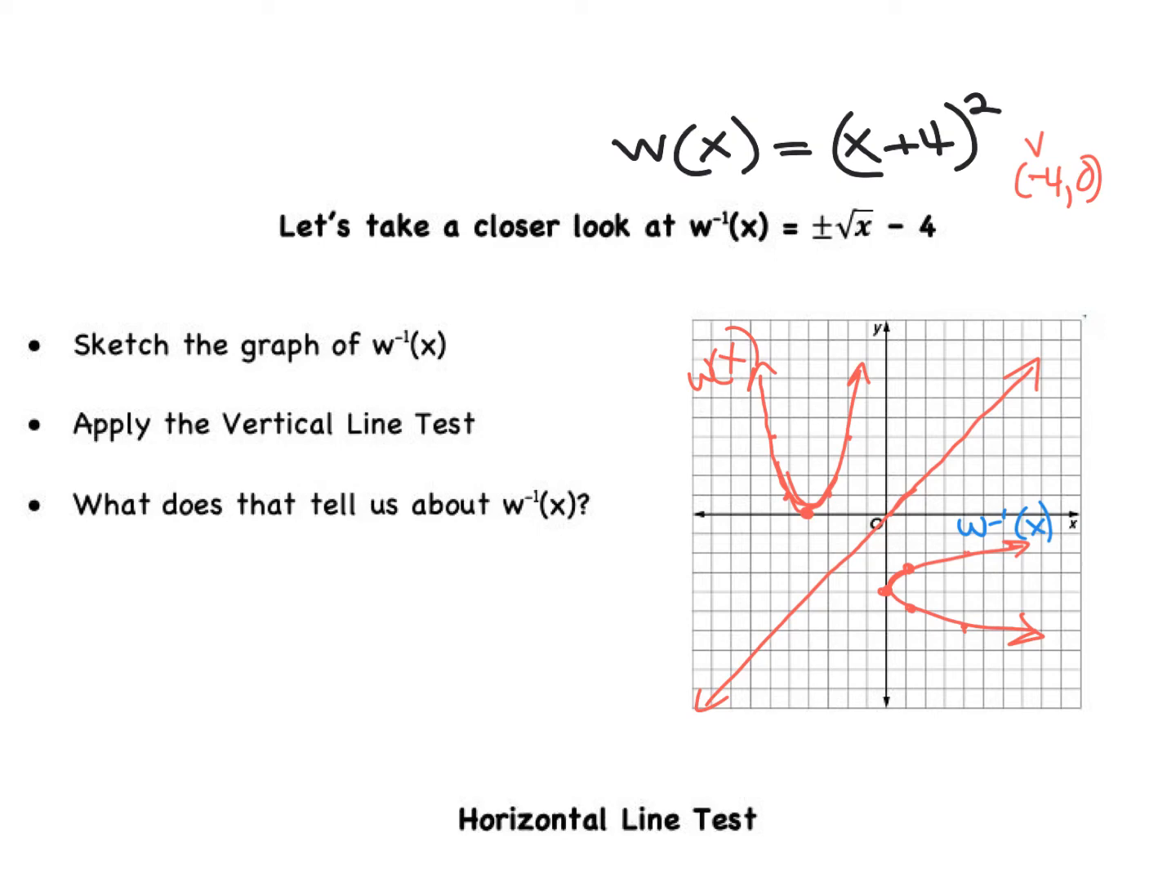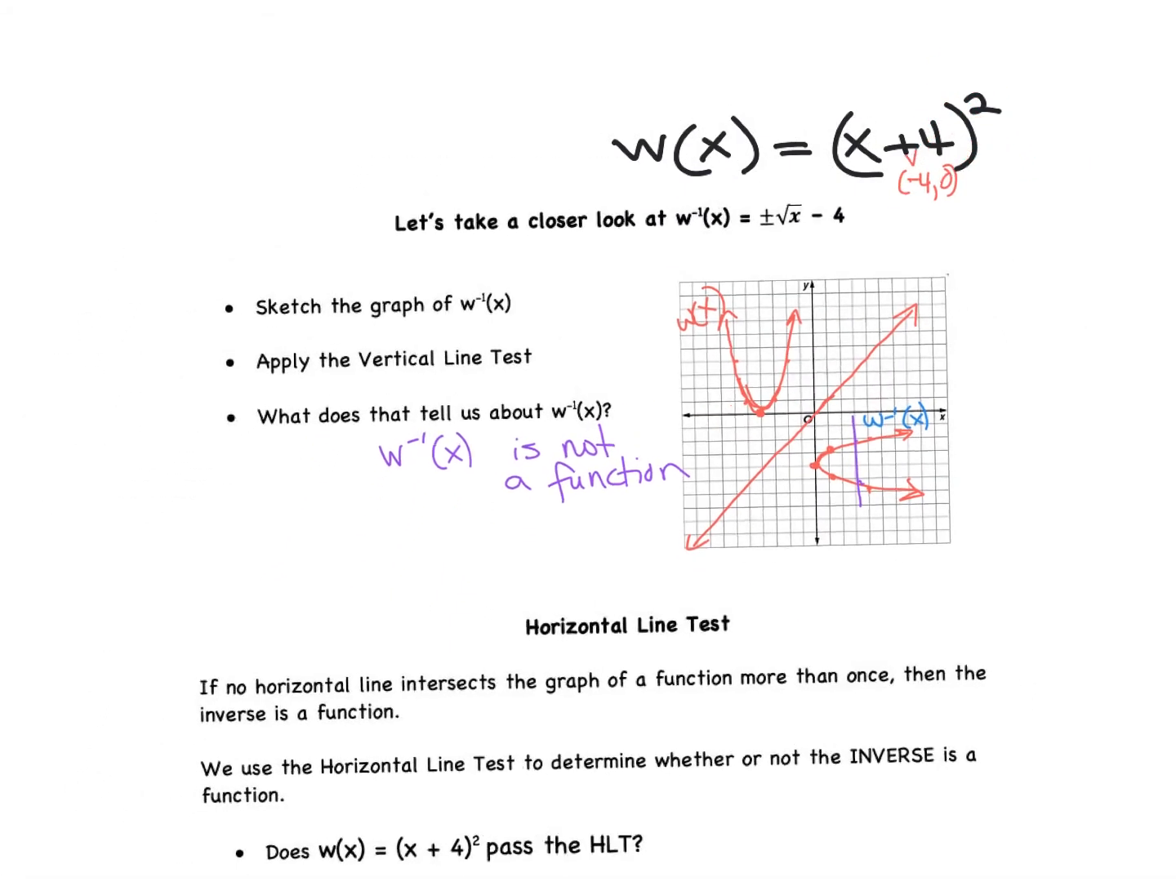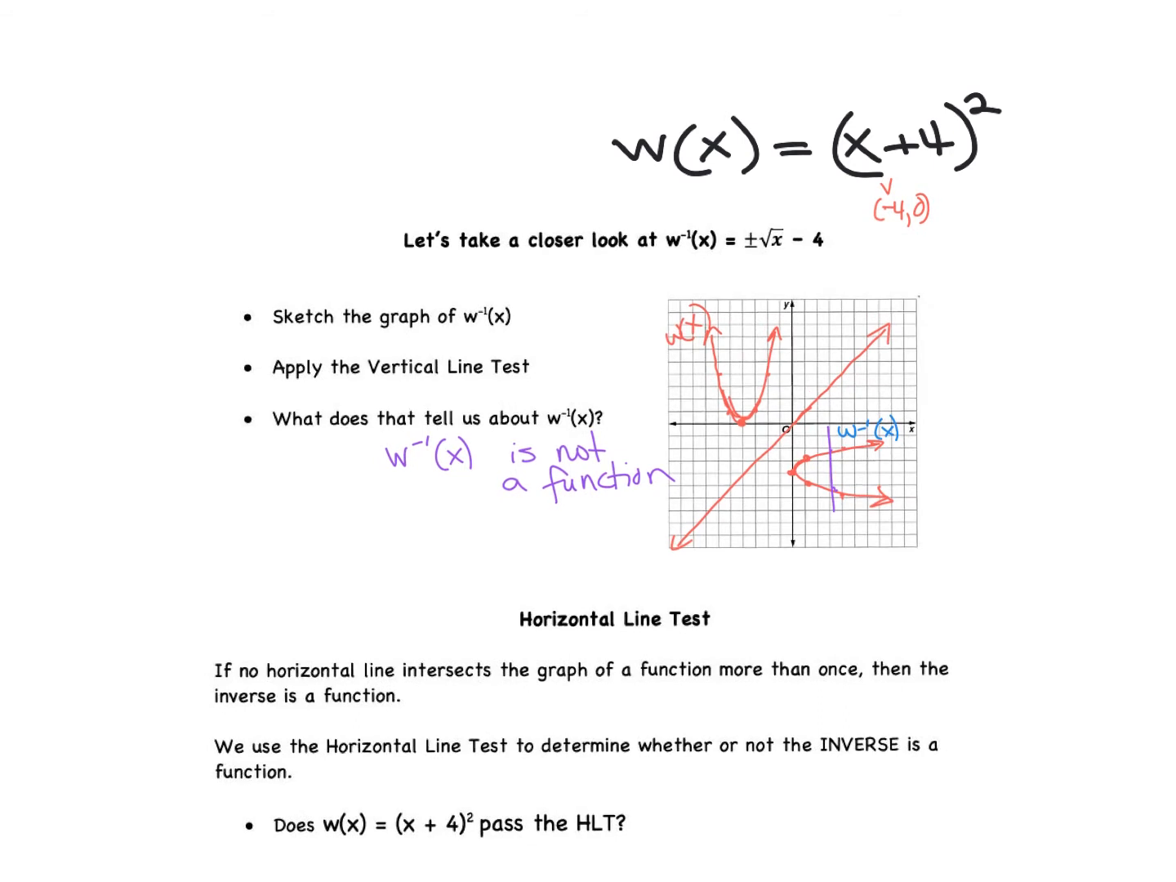Now, let's follow the directions here. Let's apply the vertical line test to w inverse of x. Well, if I draw a vertical line through this inverse function, it's going to hit twice. So I know that w inverse of x is not a function. So that leads me into the horizontal line test.